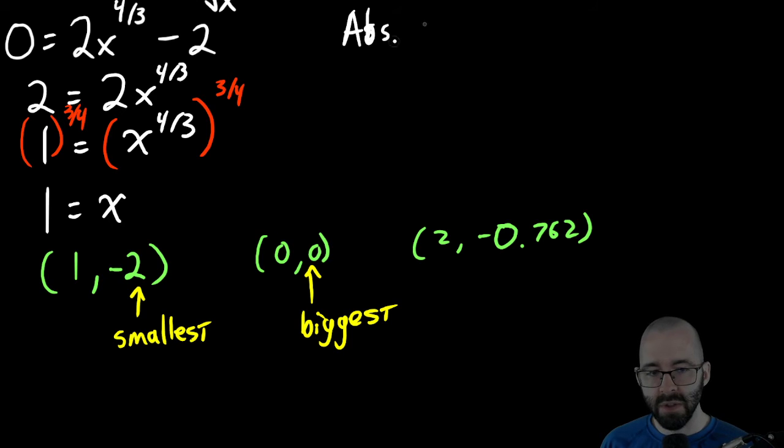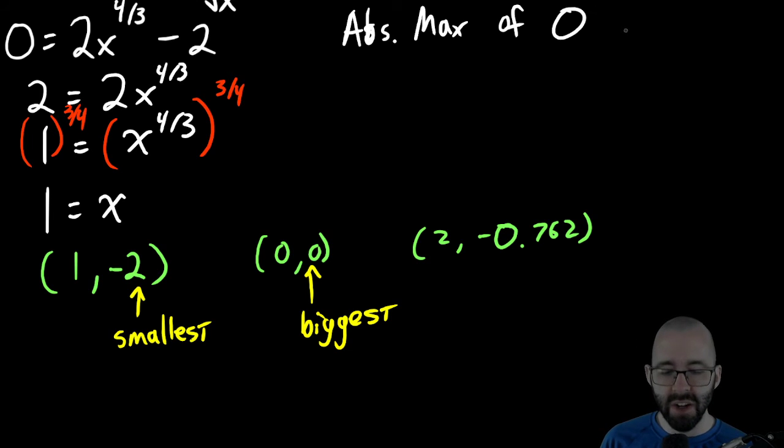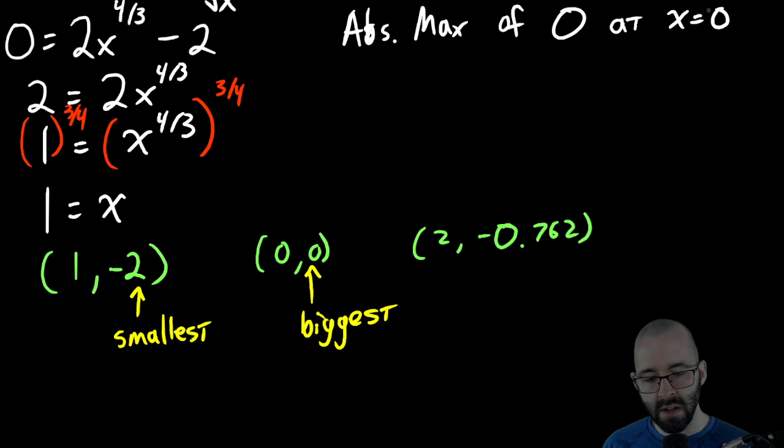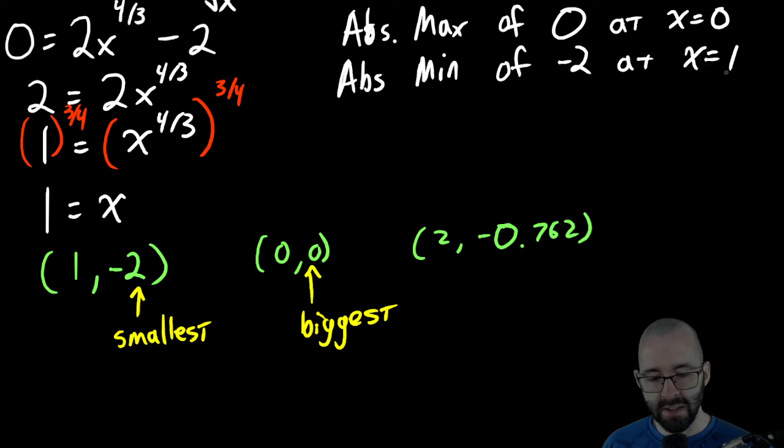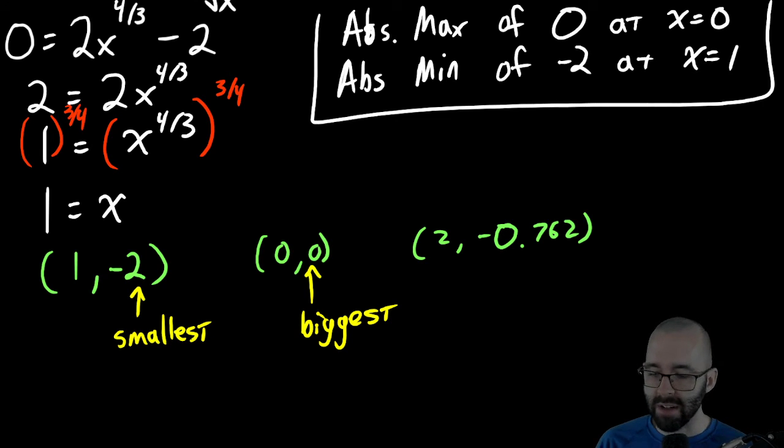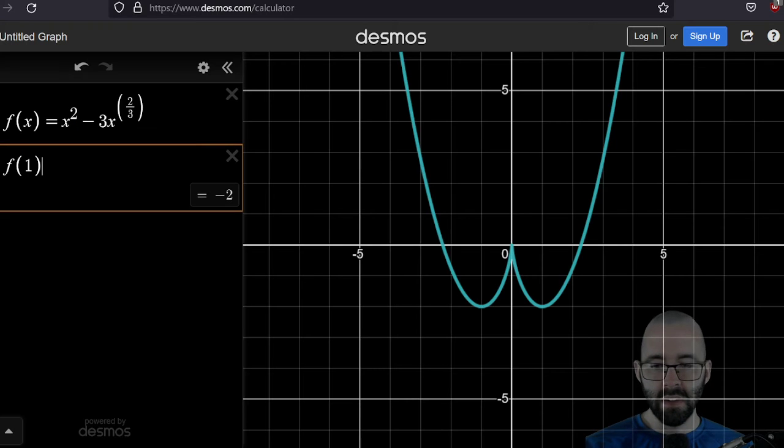So we have an absolute max. Absolute maximum is what is the biggest function value we have? The biggest function value we have on this interval is 0 when x is equal to 0. And we know the absolute minimum, the smallest this function ever gets, is negative 2, and that occurs when x is equal to 1. We should be able to check our answer with a picture.